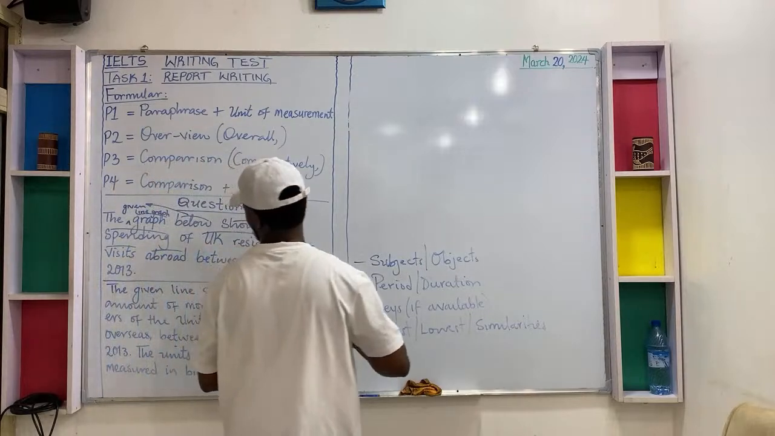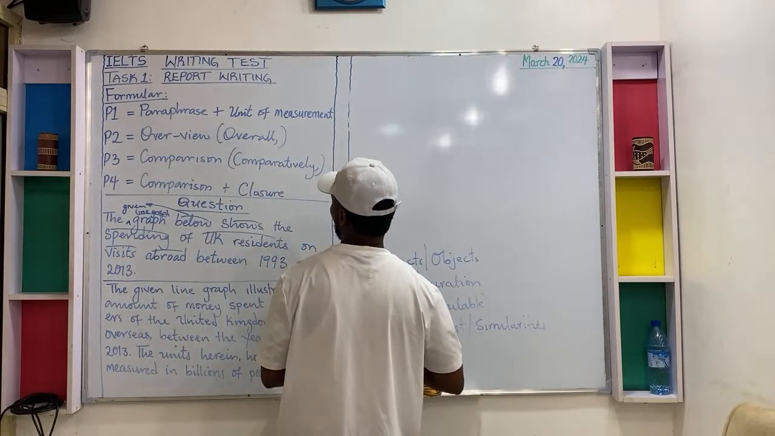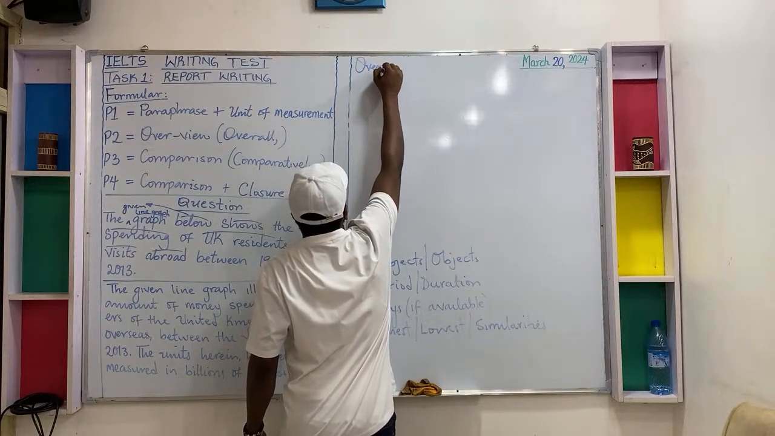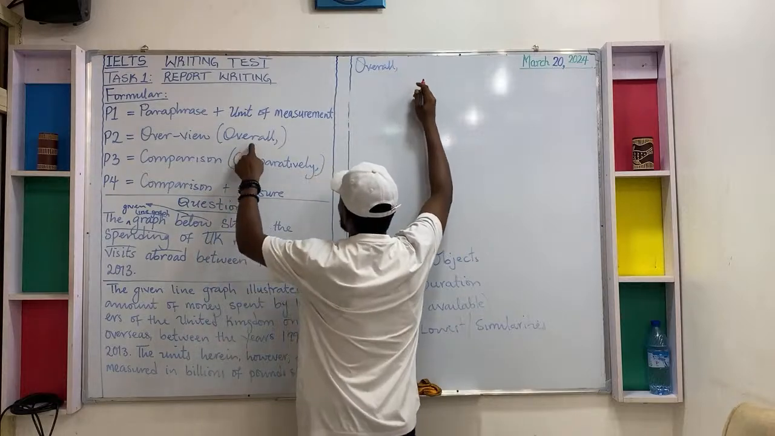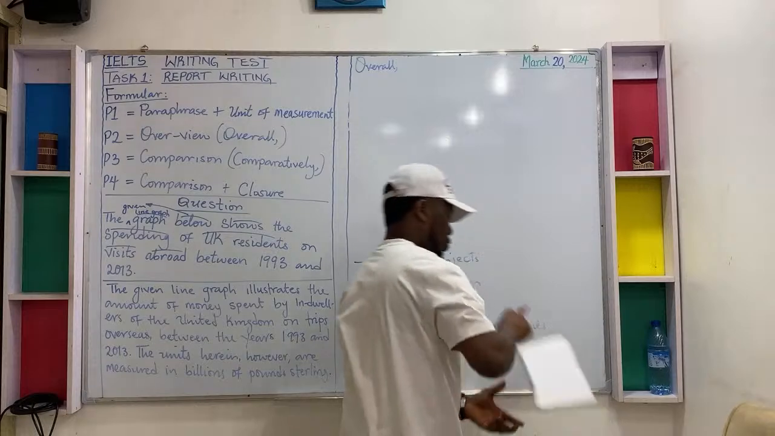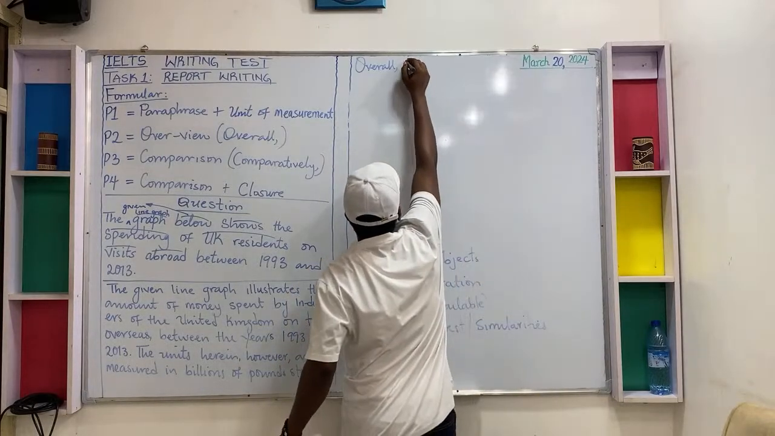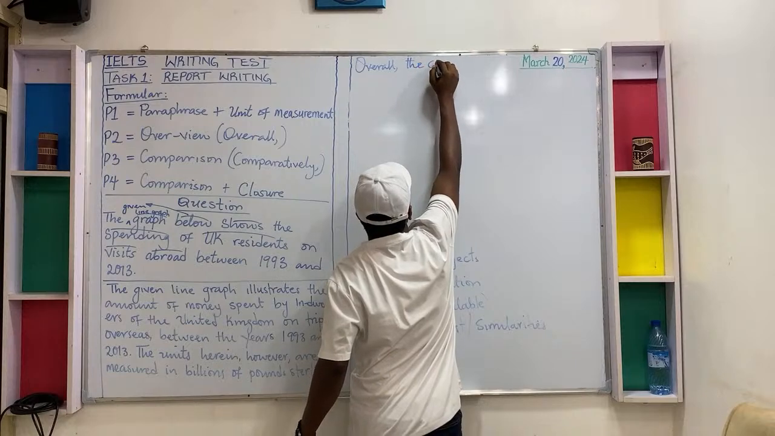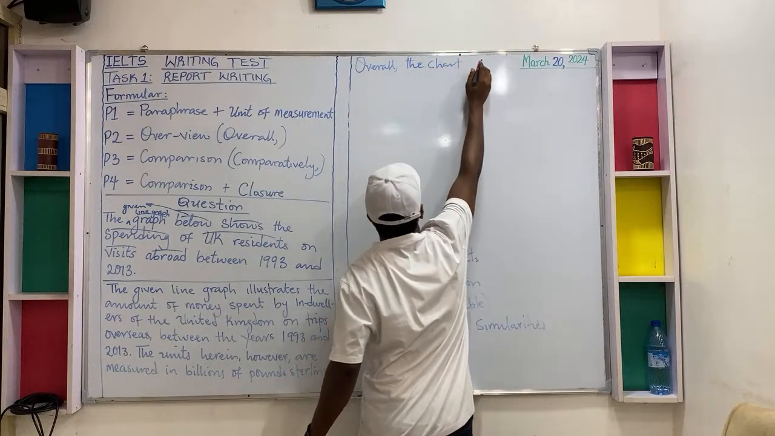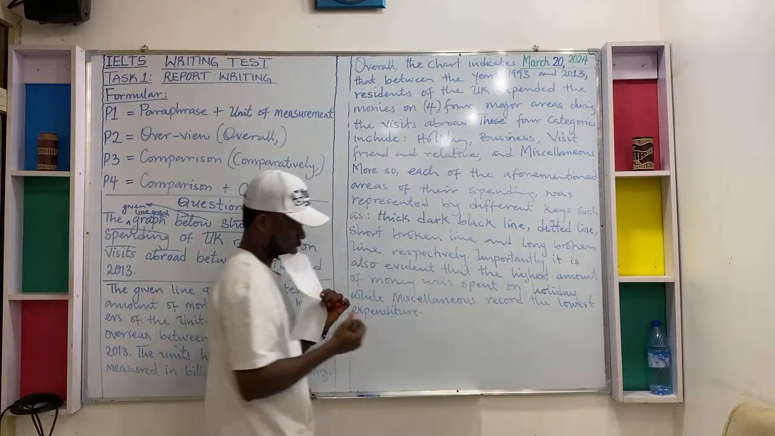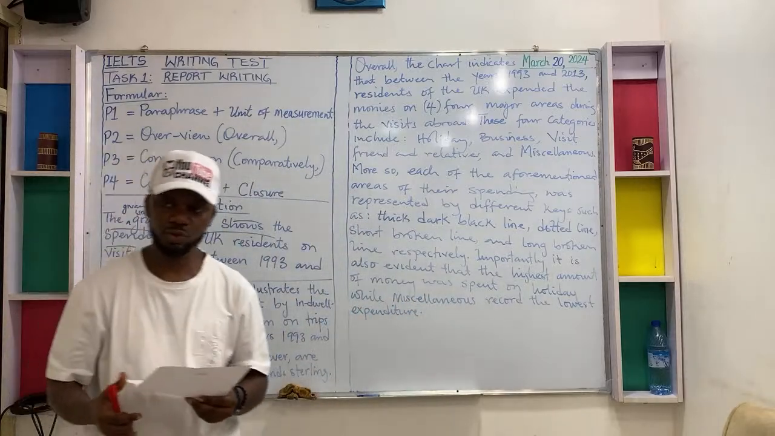Okay, so let's now begin. For my paragraph two, I will begin with the word overall. That's why you have it in bracket right here. Overall, alright, so here is my paragraph two.